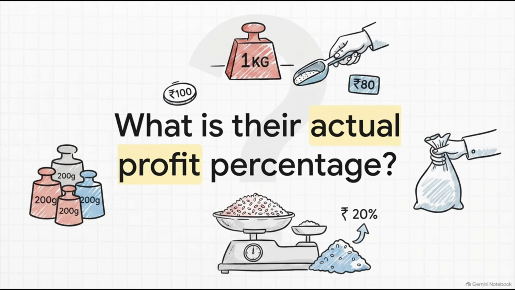Let's play this scenario out. They look you in the eye and tell you they bought 1 kilogram for 100 rupees. And hey, because you're such a great customer, they're selling it to you at cost for 100 rupees. 0% profit, right? Well, no way. They only actually gave you 800 grams. And the cost to them for those 800 grams was only 80 rupees. But remember, they still charged you the full 100. So they just made a 20 rupee profit on an 80 rupee cost. 20 divided by 80 is 1/4, meaning their actual hidden profit is a staggering 25%.